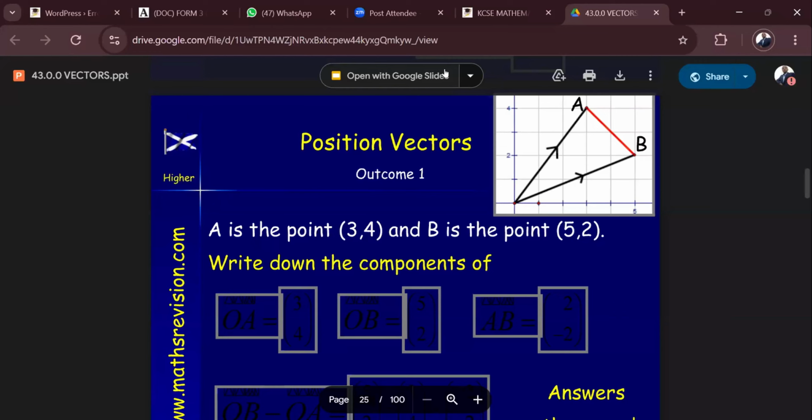The position vector of B: how many units do you move to get to that position? You move 5 units on the x-axis and 2 units on the y-axis to arrive at B. That is why we give the position vector of B as (5, 2).